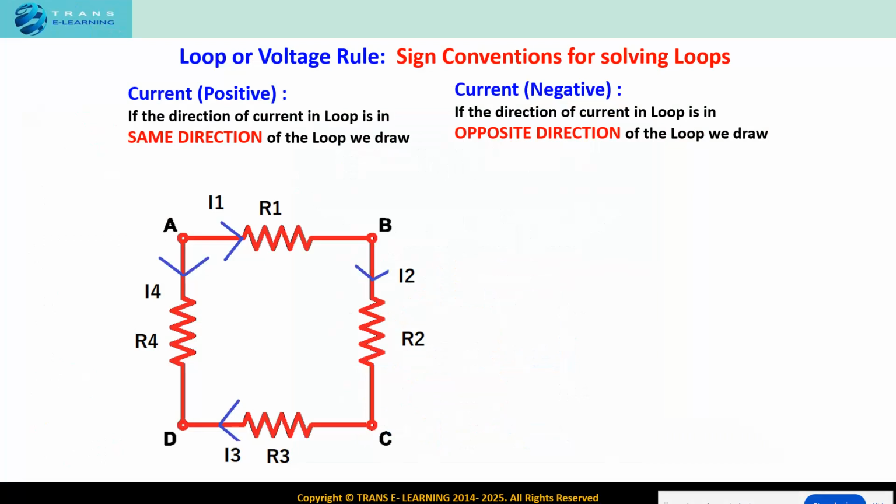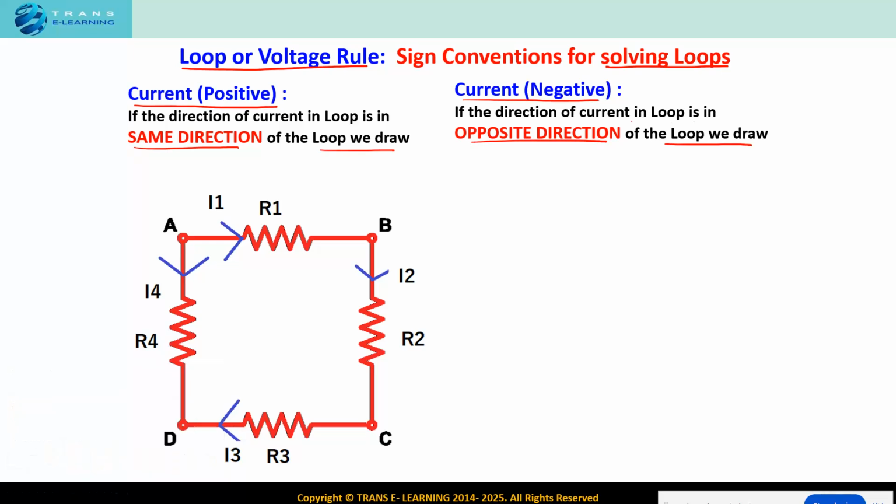So before understanding the proof, we need to understand the sign conventions for solving the loop, as per the loop or voltage rule of Kirchhoff's law. First of all, if the direction of the current in the loop is in the same direction as the loop we draw, then the current is taken as positive. And if the direction of the current in the loop is in the opposite direction of the loop we draw, the current is taken as negative. Now, what do you mean by this? I'm going to tell you.